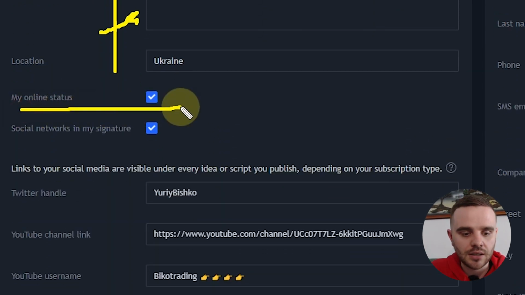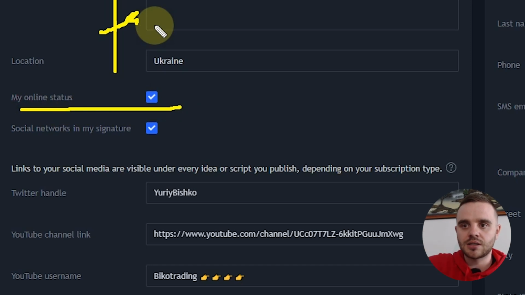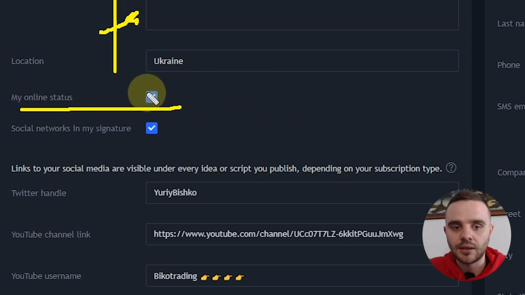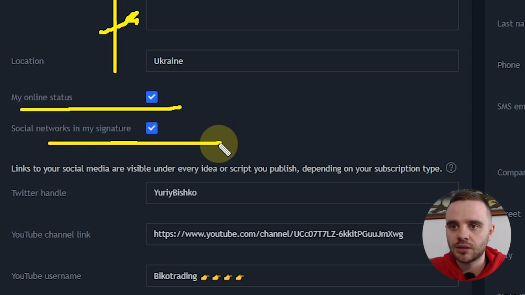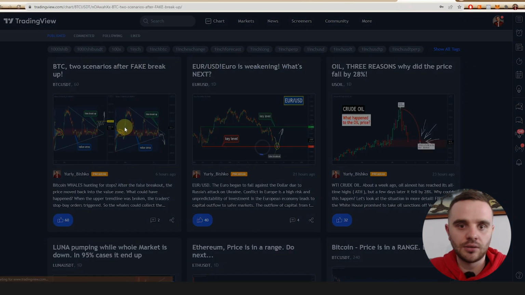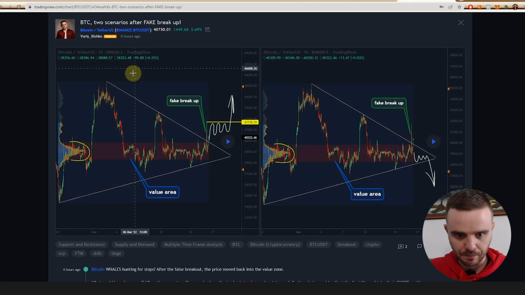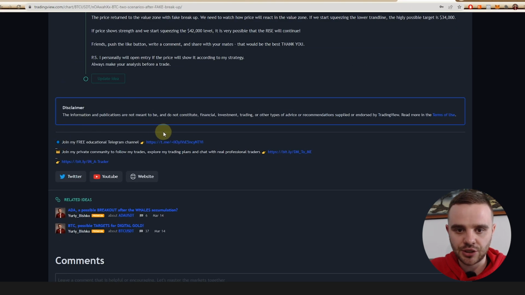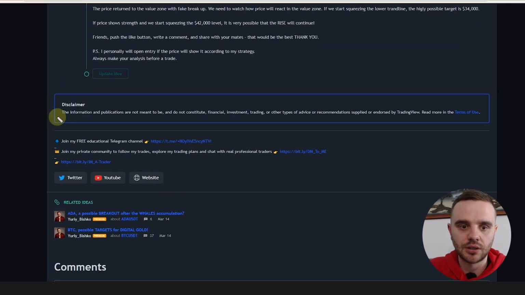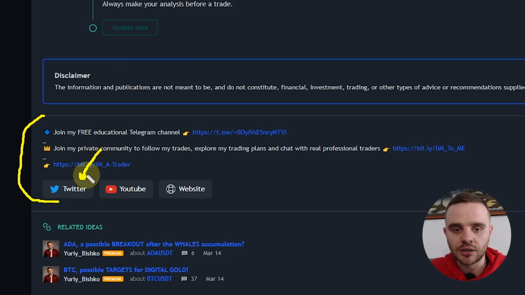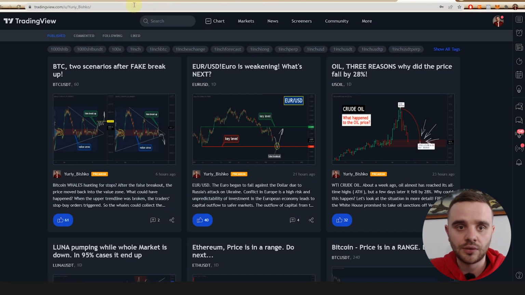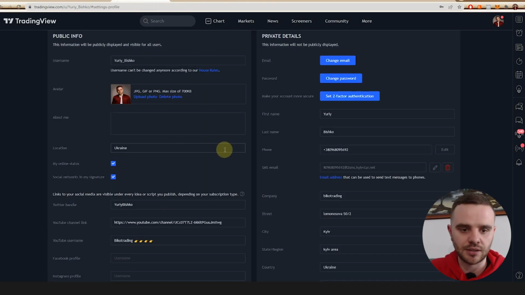My online status, it is when you are online, other people, followers see that you're online. I added social networks in my signature. What does it mean and how does it look? You open any idea on TradingView, you can open my ideas, and you will find such a signature. This part is called signature because it belongs to me. It is what I can add personally. And here I added my social media. It is my Twitter, it is YouTube, and our website. You can also add yours if you choose some of the plans, about plans in the future.